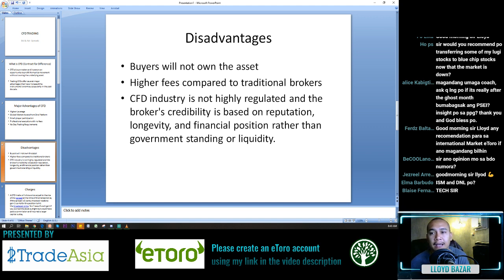Look for these. What do you call this? Regulations, right? Marami pong regulations dyan. Isa sa pinaka-importante si ASIC, which is dito sa Asia po yan. The office is in Australia. eToro is under ASIC. It's being regulated by ASIC. Anyways, those are the disadvantages. So I just want to be transparent with you with that.